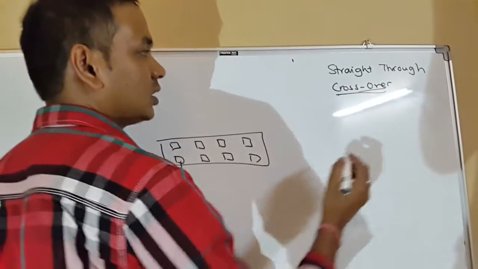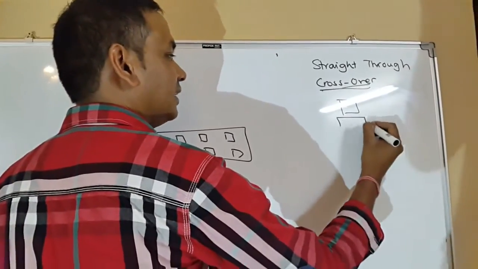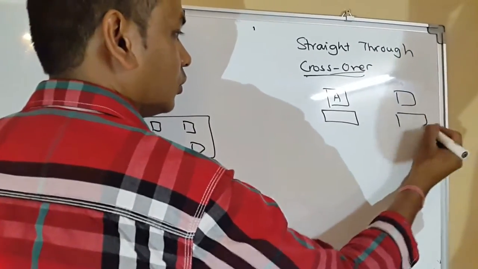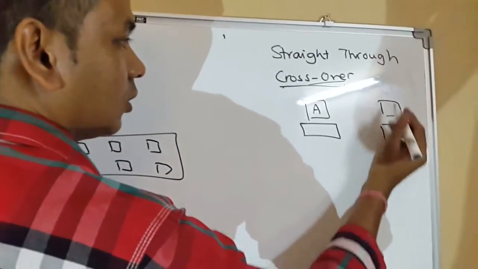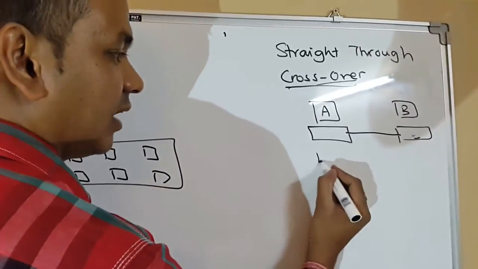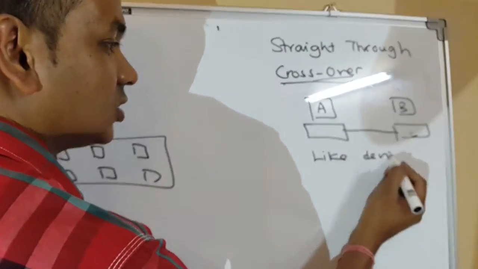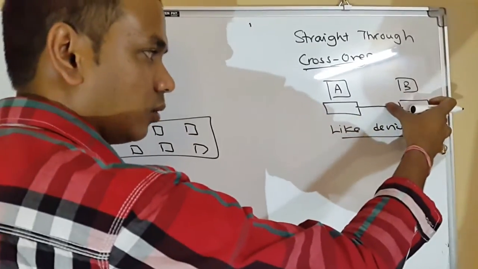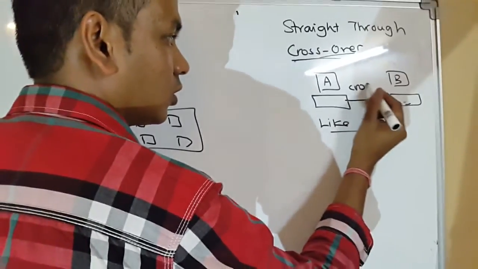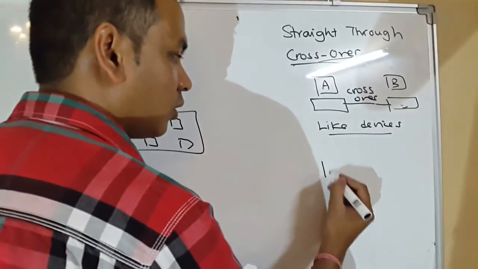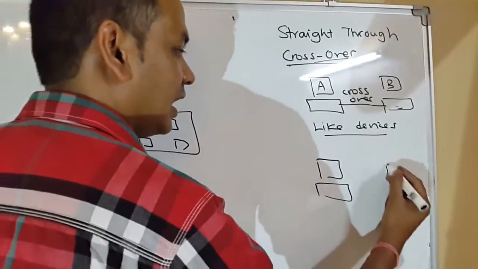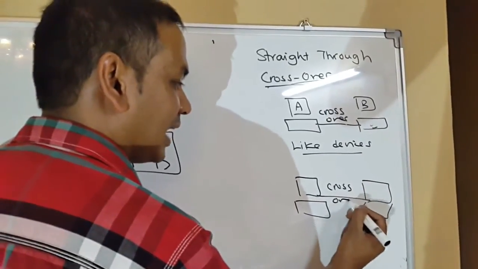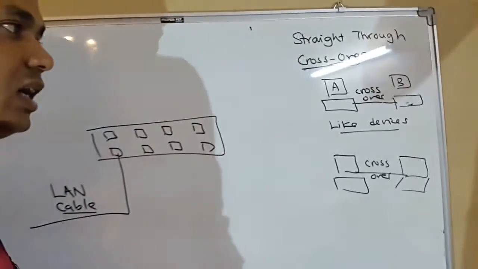Crossover, normally you use it only when you are connecting two like LAN devices. For example, you are connecting a computer A with a computer B. Like devices, I mean, it's the same category. It's a computer, the other one is a computer. Then you use a crossover. Even if you're connecting a computer with a laptop, again it is a crossover because a laptop is considered as a computer as well.